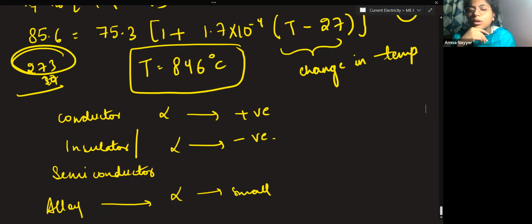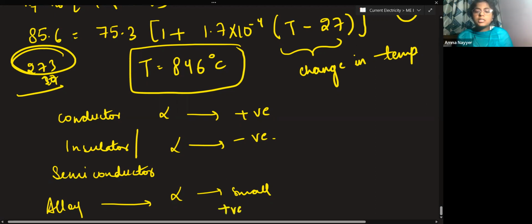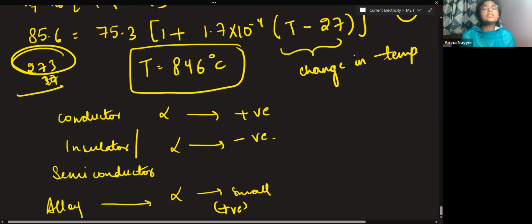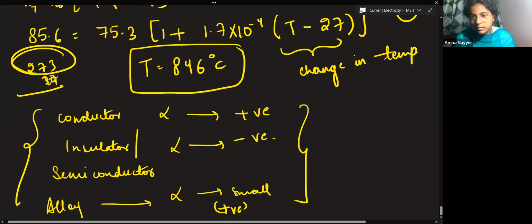Now, last thing, before we end the class: for conductors, remember that the value of alpha, the coefficient of resistance, is positive. For insulators and semiconductors, the value is negative. Regarding alloys, the value is positive, but it's very small, around 10 to the power minus 30, this small for alloys. This is just data that is helpful when we are solving numericals.